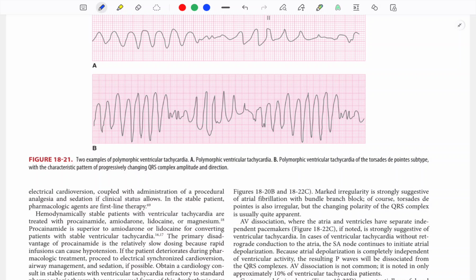In ACLS, procainamide dose is 20 to 50 mg per minute. Maximum dose is 17 mg per kg, and sotalol is 100 mg over 5 minutes. Avoid these two drugs if there is prolonged QT. Why? Because sotalol is a class 3 antiarrhythmic, which is a potassium channel blocker, and procainamide is a class 1A antiarrhythmic, which also blocks the potassium channel as well as the sodium channel.